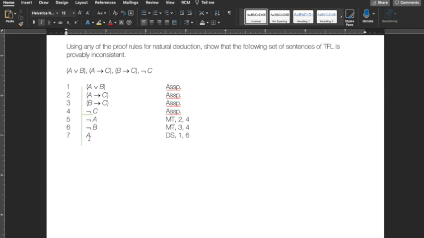And now we have A and not A both in the proof. So we're done. We can infer a contradiction. By proving a contradiction at line 8 from the sentence and its negation at lines 5 and 7, we have proved that these 4 sentences are inconsistent.